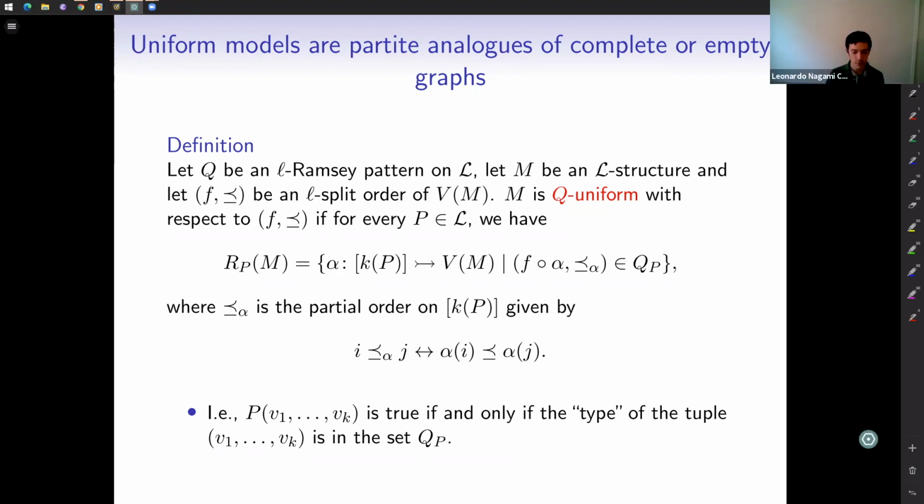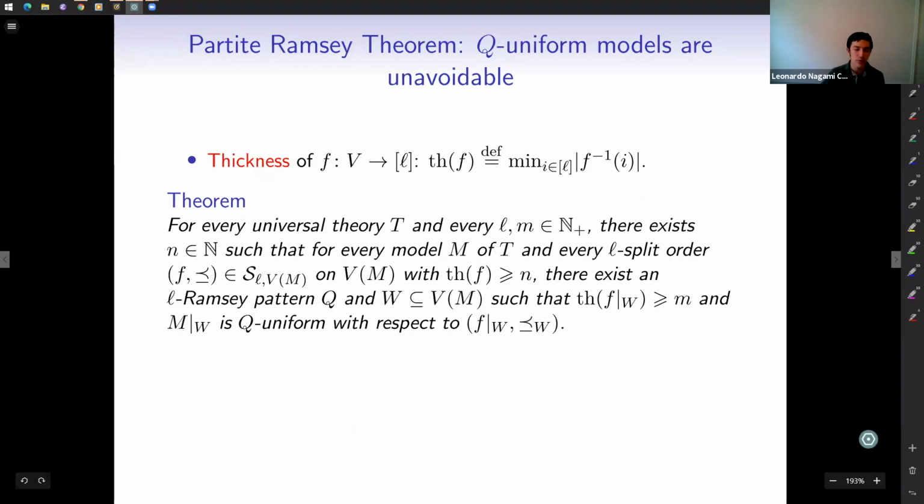Okay. Right. Let's see. So I'll skip some of the part at the end. So this is the definition of Q-uniform, and then with this definition, you can prove a Ramsey theorem.